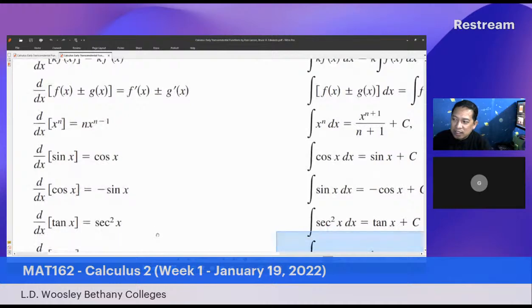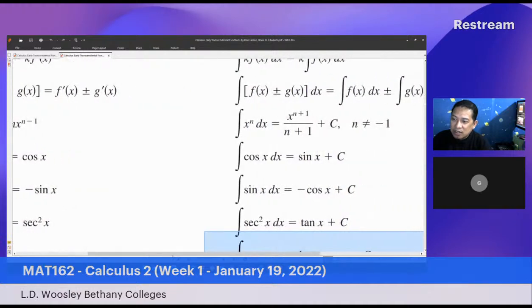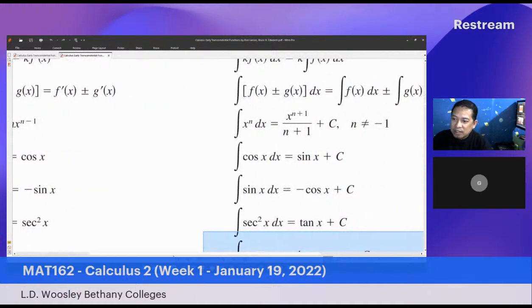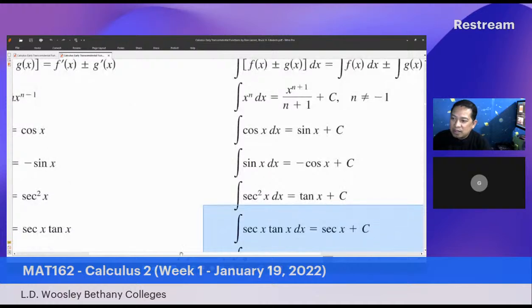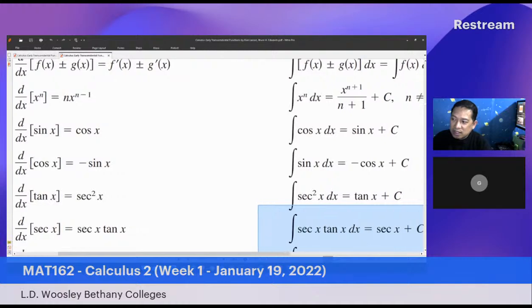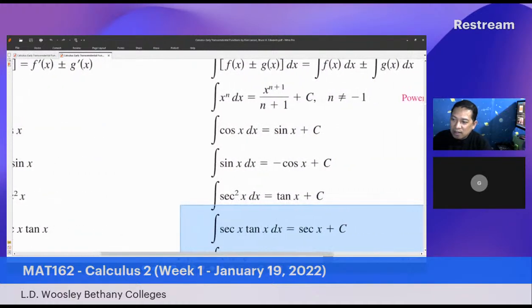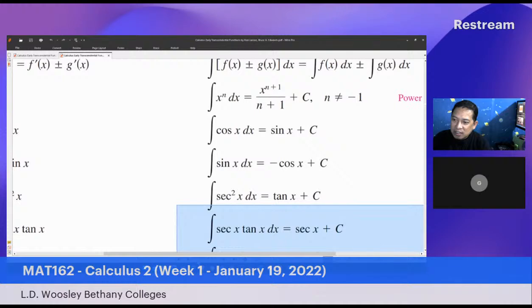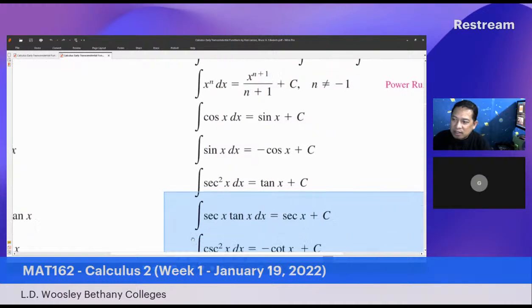Yes. Okay, tangent. Ayan. The derivative of tangent is secant squared x. The integral of secant squared x is tangent x plus C. So don't forget the plus C. Same as true with the derivative of secant x, which is secant x tangent x. The integral, therefore, of secant x tangent x is secant x plus C.